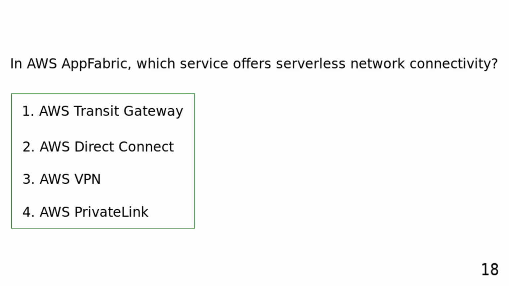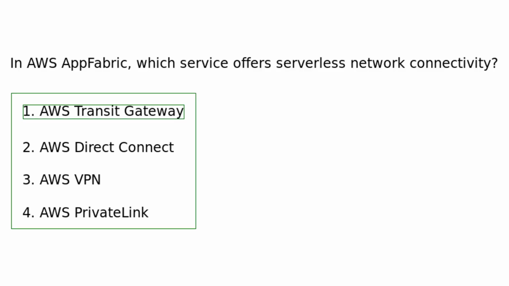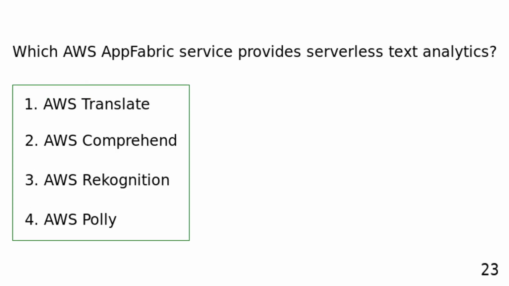AWS Transit Gateway, AWS Direct Connect, AWS VPN, AWS PrivateLink. AWS Transit Gateway in AppFabric provides serverless network connectivity, allowing developers to connect VPCs, on-premises networks, and other AWS services in a hub-and-spoke model. Which AWS AppFabric service provides serverless text analytics?